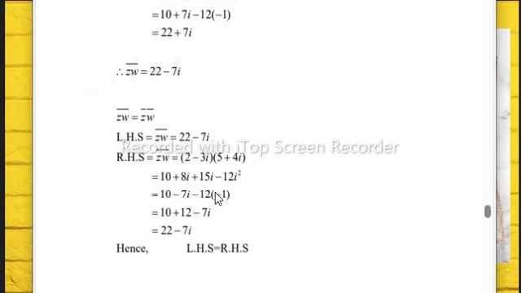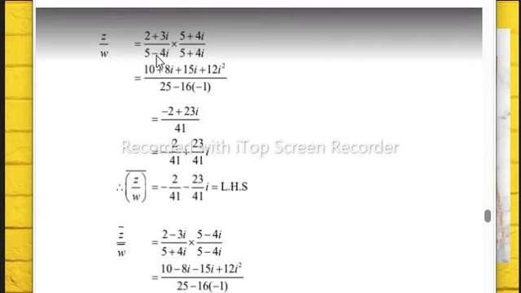But in the next step we rationalize this term. The rationalization process is like this: 5 minus 4 iota, which is the denominator of this term, has conjugate 5 plus 4 iota, so we have to multiply by the conjugate of this denominator, 5 plus 4 iota, and also divide by 5 plus 4 iota. So in the numerator, 2 will multiply with 5, 2 5s are 10, 2 with 4, 2 4s are 8 iota, 3 with 5, 3 5s are 15 iota, 3 with 4, 3 4s are 12 iota square.